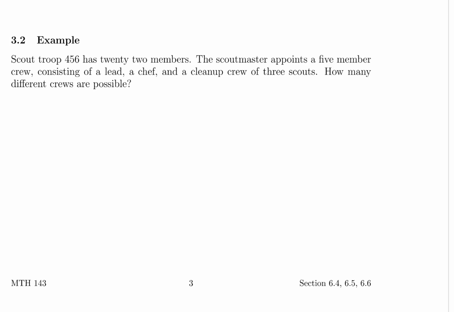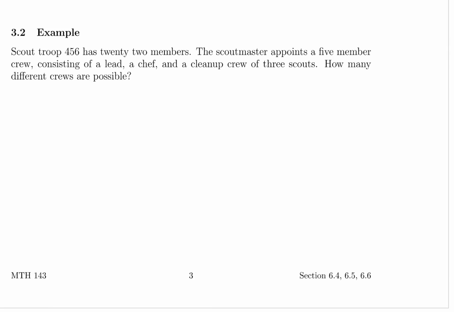Let's take a look at another example here. So we have a scout troop, Troop 456. They have 22 members. And the scoutmaster is going to appoint a crew of 5 different members. There's going to be a leader, a chef, and a cleanup crew with 3 scouts. How many different crews are possible? So in this case, we have a combination of the different techniques.